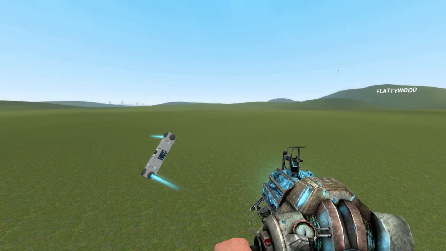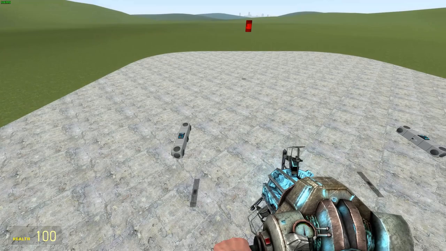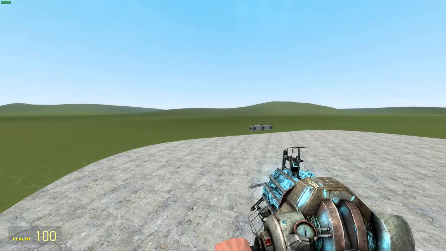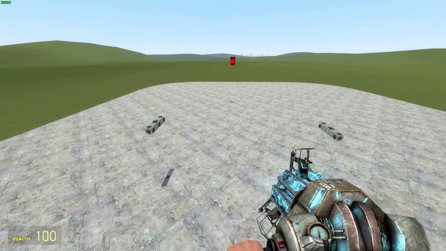So prior to implementing any kind of leading, I needed to implement what is called PID control. So that's proportional integral derivative. Just as an example here, I've got a missile without PID control, this one on the left, and one with PID control, this one on the right. And they target these explosive barrels.